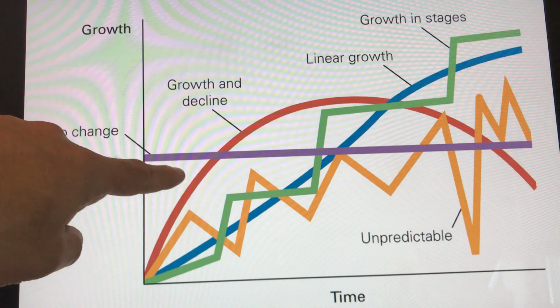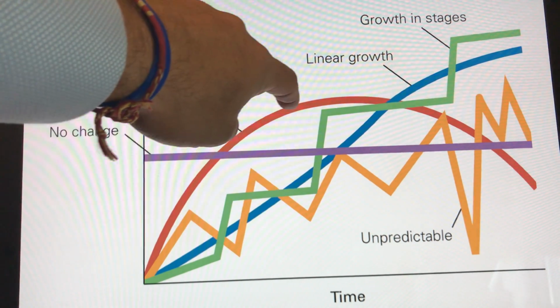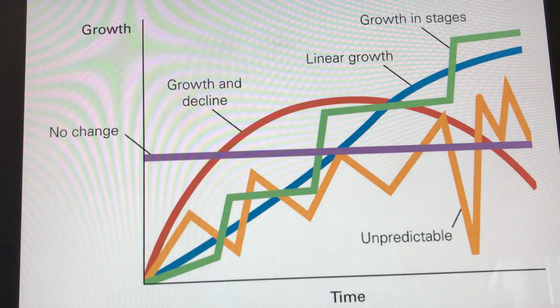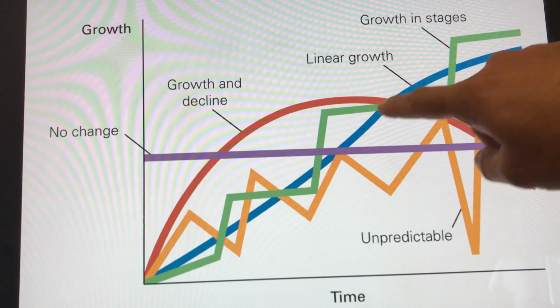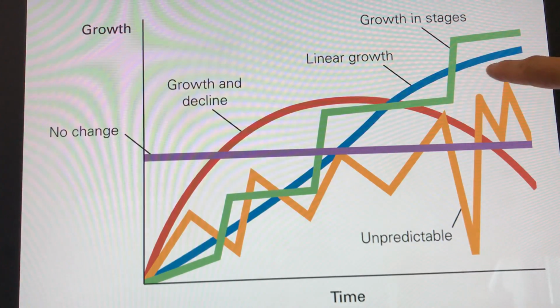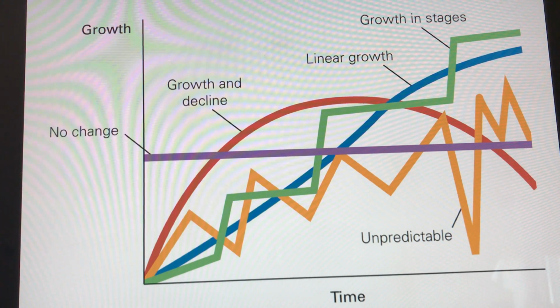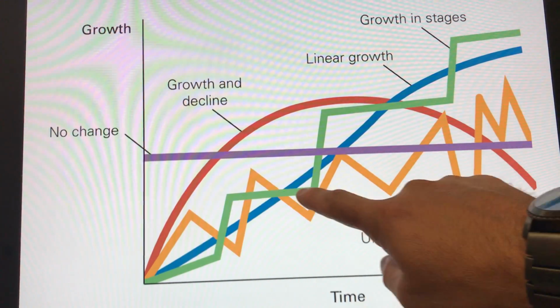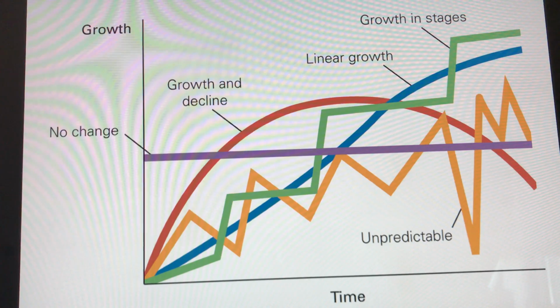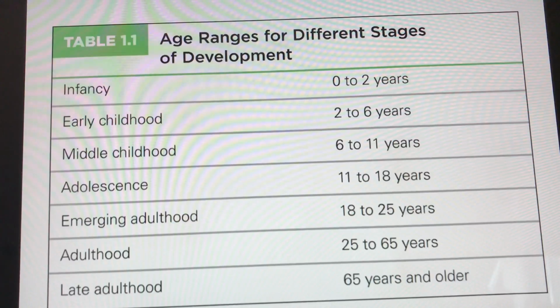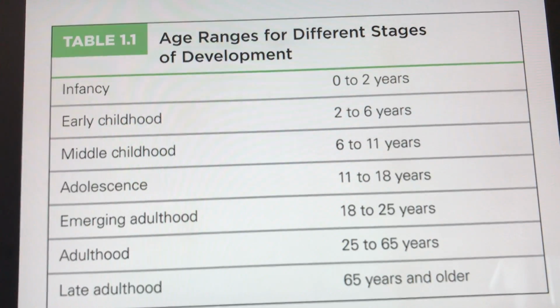The orange line represents growth and decline. The blue line represents linear growth. The green line represents growth in stages. And then the orange line represents unpredictable growth. Those are the four basic styles of change and growth that we see in each of these 7 developmental stages.